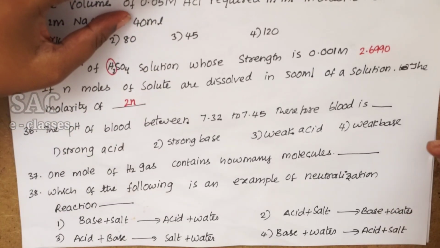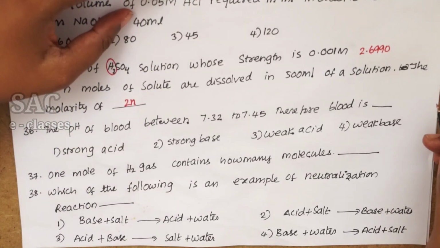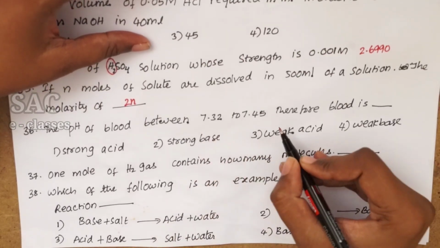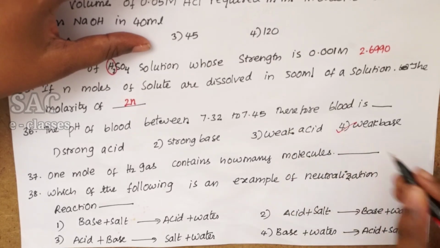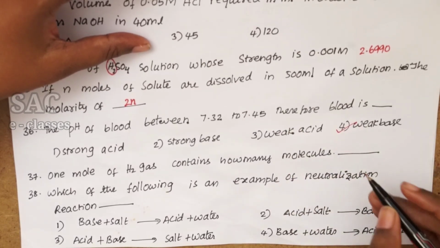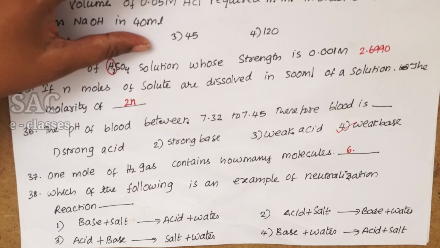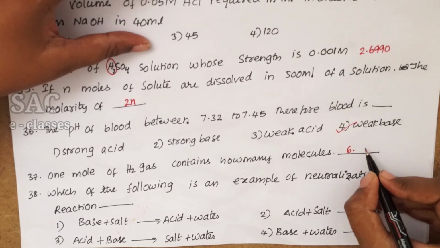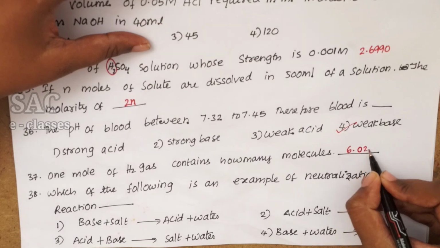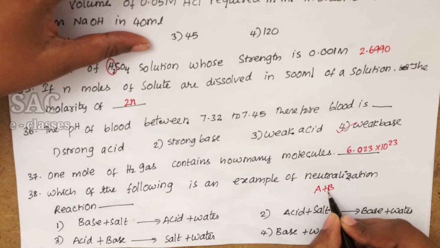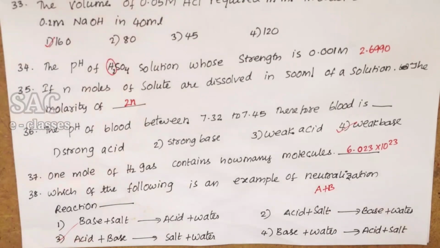Now look at problem number 36. The pH of blood is between 7.3 to 7.45. Therefore the blood is usually close to 7 but higher than 7. That is why it is a weak base. 1 mole of H2 gas contains how many molecules? We know by the Avogadro number, the number of molecules present in 1 mole of any gas is 6.023 into 10 to the power of 23. Which one of the following is an example of a neutralization reaction? Neutralization reaction means acid plus base gives salt and water.